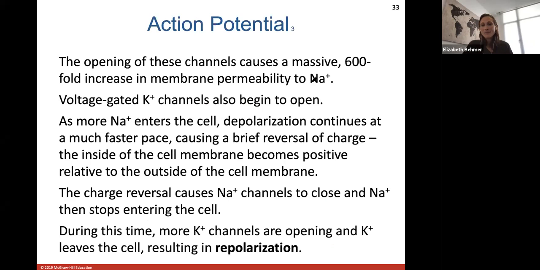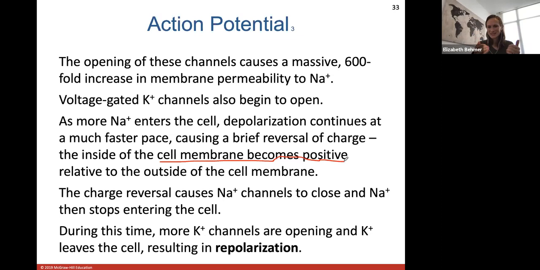All the sodium rushes in, we get to threshold, and then the voltage-gated potassium channels begin to open. So they kind of are open at the same time, slowly, and as more sodium enters the cell, depolarization will continue at a much faster pace, causing a brief reversal of charge so that the inside of the cell becomes more positive. And again, that's just because when we're adding a bunch of sodium ions into the cell, the inside of the cell becomes a little bit more positive. And that's always relative to the outside of the cell. So when we talk about resting membrane potential being negative 70, it's always talking about the inside of the cell relative to the outside.